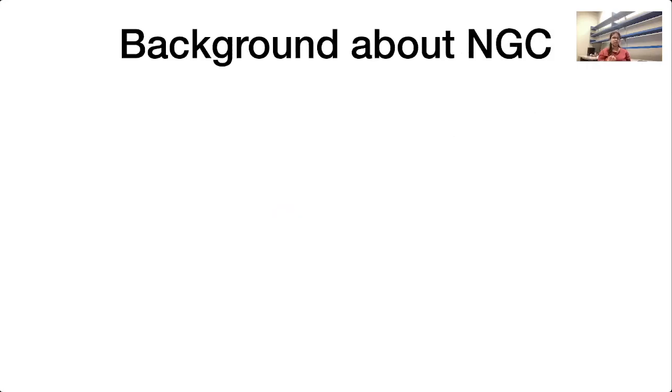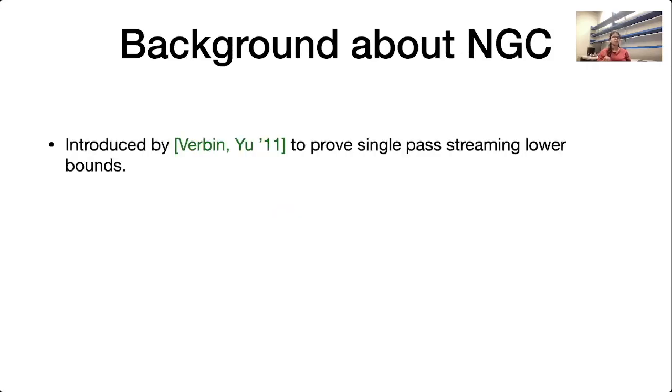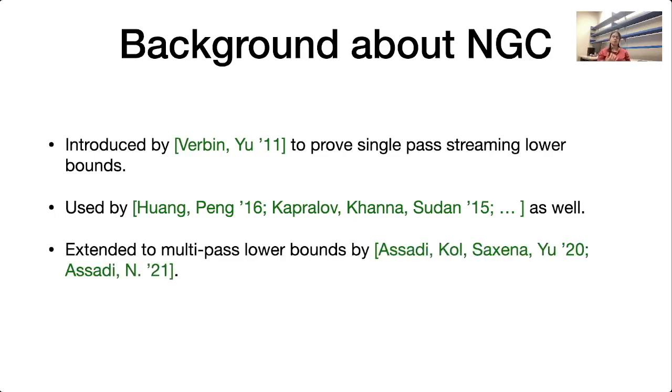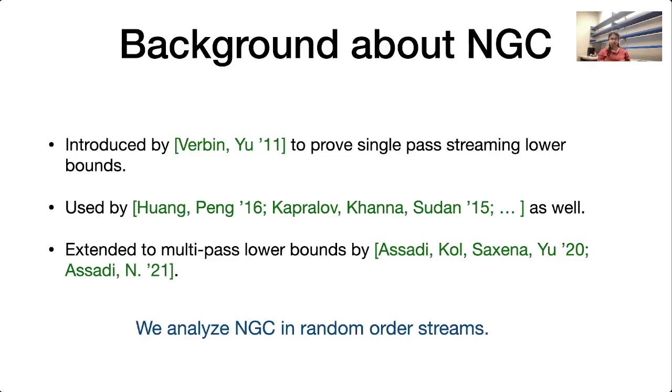I'm going to talk a little bit about this problem. This was introduced by Verbin and Yu in 2011 to prove single pass streaming lower bounds. And it was later used by Huang and Peng in 2016, Kapralov, Khanna and Sudan in 2015, and a lot of other results for the same purpose. It was extended to multi-pass streaming lower bounds by Assadi, Chakrabarti, Ghosh and Stoeckl in 2020, and also by Assadi and N in 2021. All of these prior results only look at NGC from an adversarial point of view. They do not study it under random order streams, and we are going to do that today.